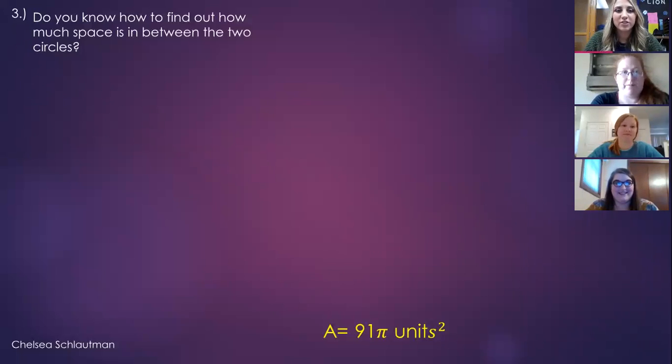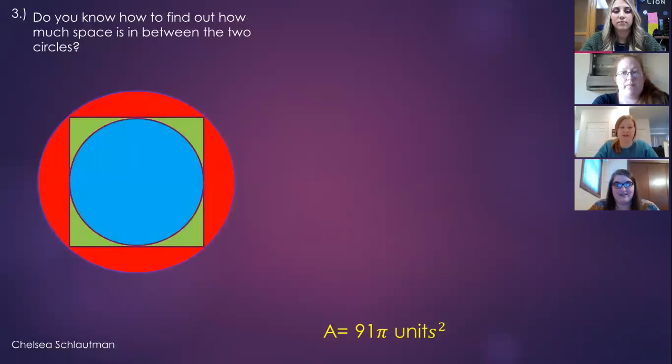Hey, Chelsea, do you know how to find out how much space is between the two circles? Yes, so first we're going to look at the figure given. You see a larger circle in red, and then a square, and then a smaller circle in blue.